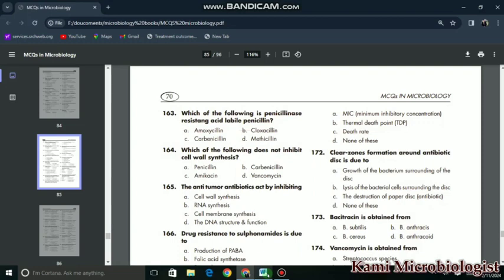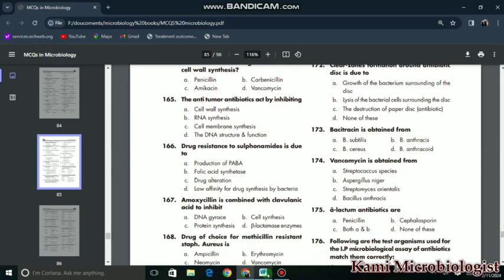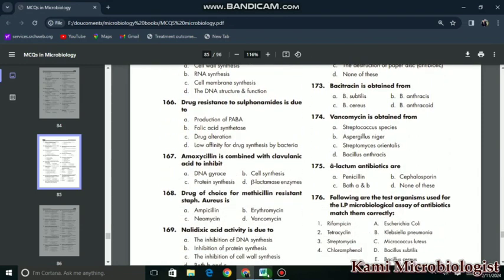173 MCQ says that bacitracin is obtained from B. subtilis. 174 MCQ says that vancomycin is obtained from Streptomyces orientalis. So C is the correct option. Then we have, bactericidal antibiotics are what? Bactericidal antibiotics are penicillin and cephalosporin. So we can say A and B is the correct option. So I think 175 MCQs will be enough in this video.